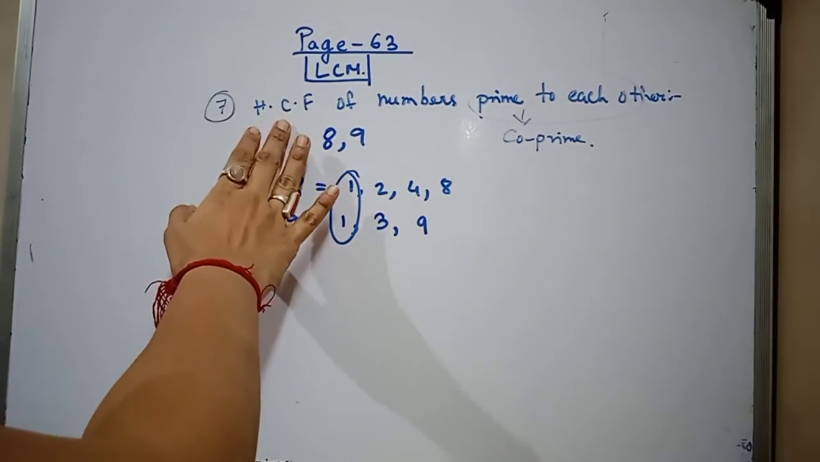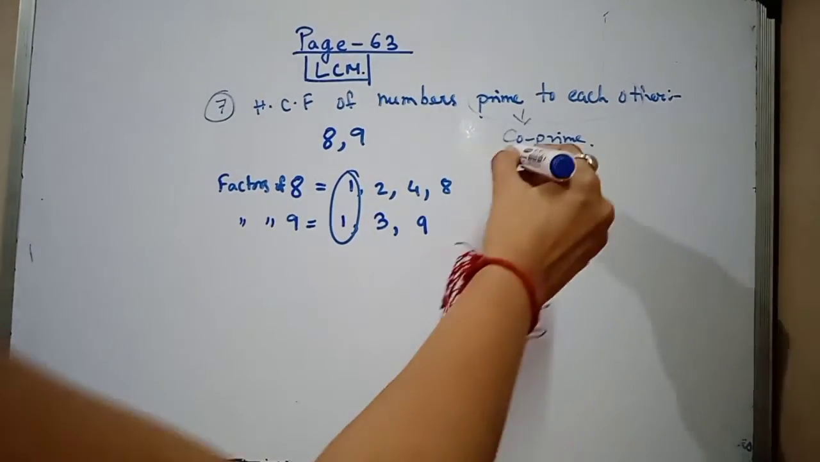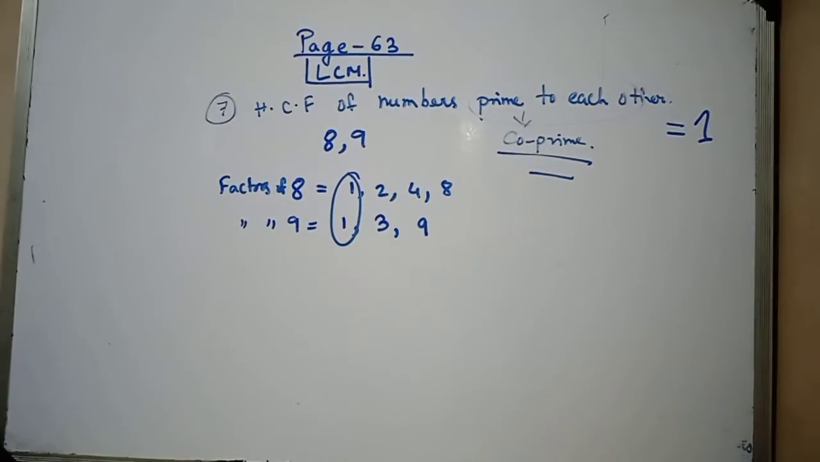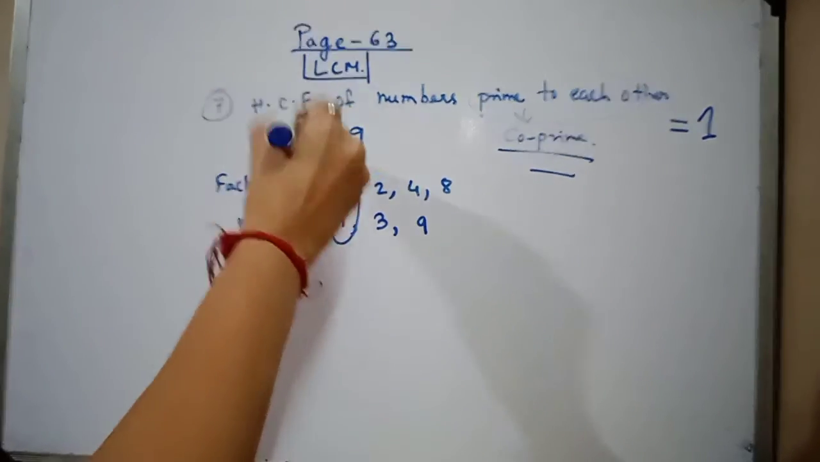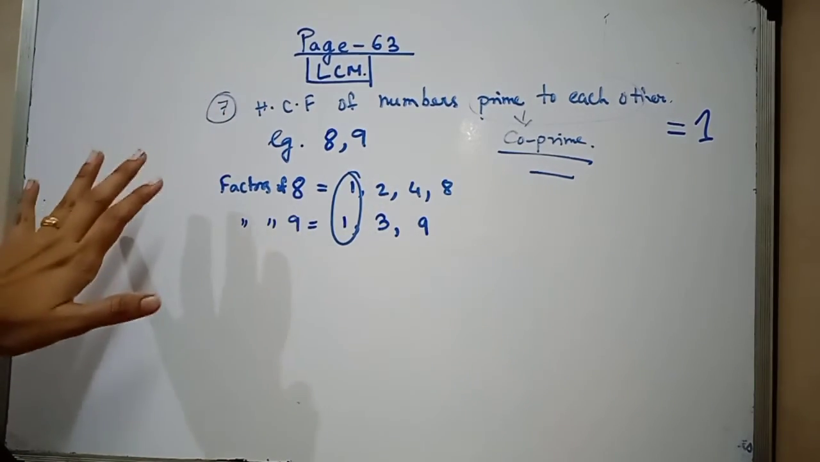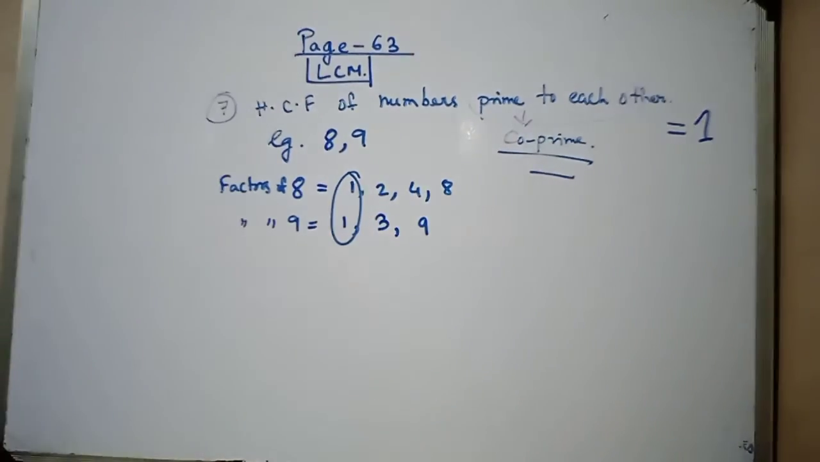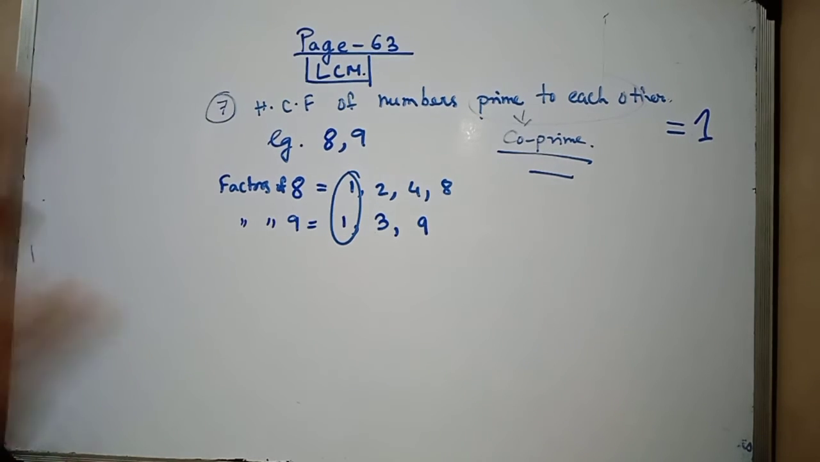So when we are finding the HCF of two numbers prime to each other, that is, co-prime numbers, the answer will always be 1. That is, the HCF of two co-prime numbers is always 1. By seeing this example, you can easily understand what I am going to tell. Co-prime numbers are numbers which do not have any common factors between them.